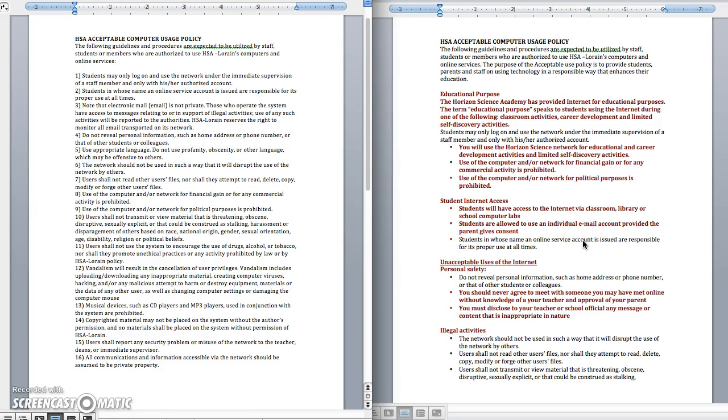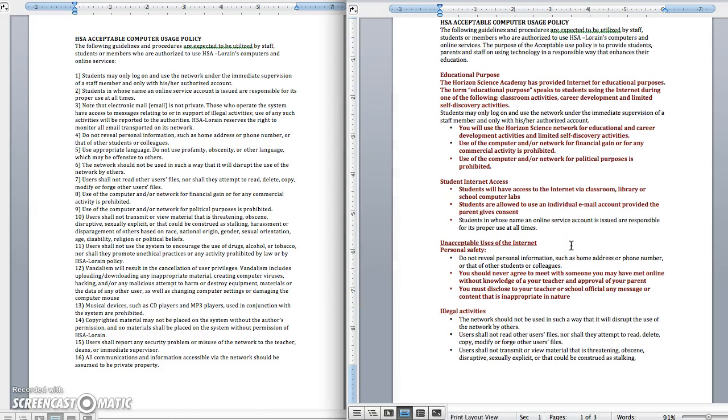Now, one of the things that, just for me teaching and leading some coursework there, I found is that it was very beneficial for students to be able to have access to their private accounts, because students would save documents, content there. So what I did was I added that students can use the individual email account provided the parent gives consent. As one of my peers said in this class, there definitely needs to be more of an accountable system in place where when students and parents sign the agreement about the computer usage policy, we as teachers and staff enforce this policy.